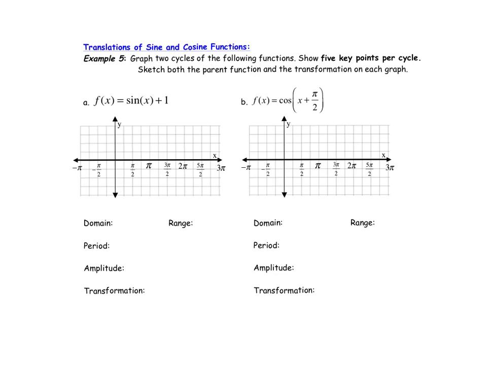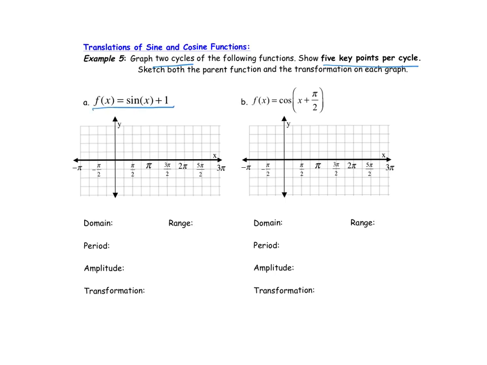In notes 6.4, part 3, example 5, we're going to graph translations of sine and cosine. Remember, when you're graphing sine and cosine, usually you want to show at least one cycle. In our examples, we're going to graph 2 cycles, and in each cycle you have to show 5 key points. All right, we're going to begin with the graph of f of x equals sine of x plus 1.